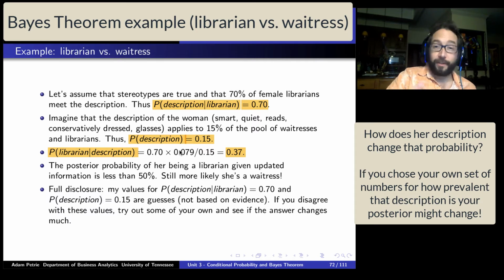So you could redo this question with your own set of probabilities. You might see the answers go up or down depending, but it's kind of a nice way to use some data to help us out with the computation.